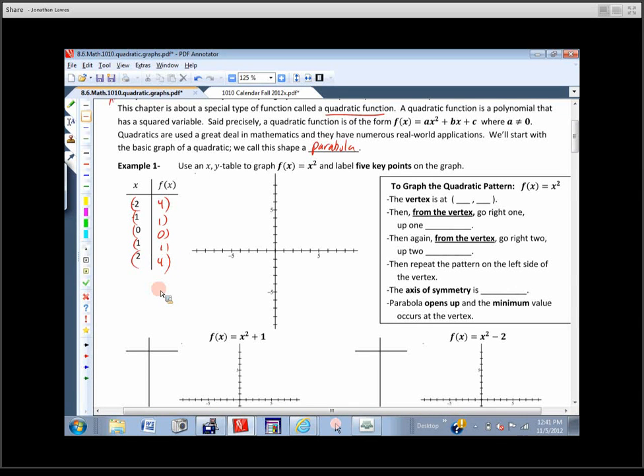So let's graph this really carefully, and we're going to label these 5 key points. This is what we're going to call a parent graph. So 0, 0, 1, 1, 2, 4 on this side, negative 1, 1 here, negative 2, 4 here. So I've got 2, 4. I've got 1, 1. I've got 0, 0. I've got negative 1, 1.